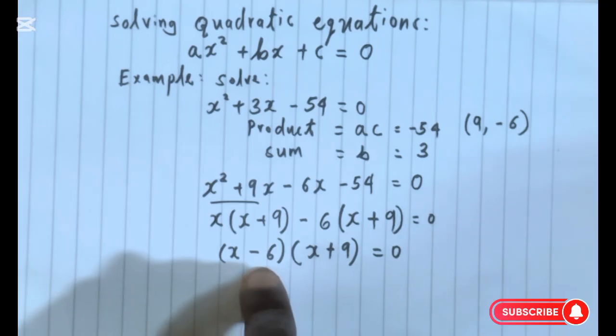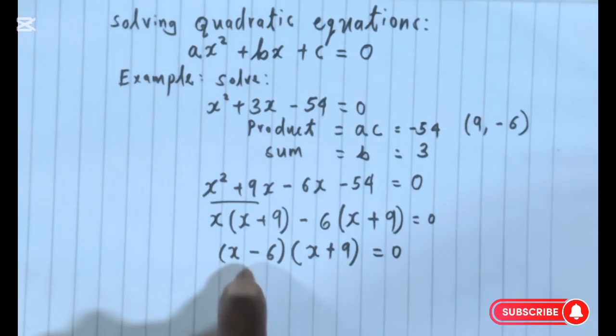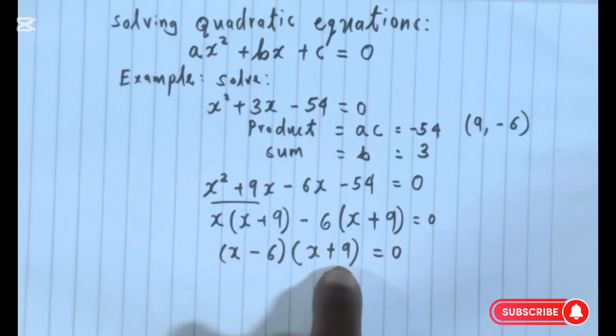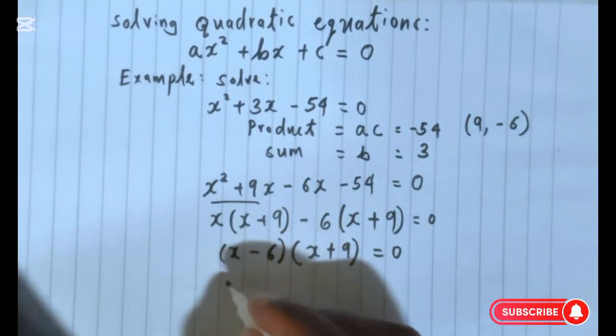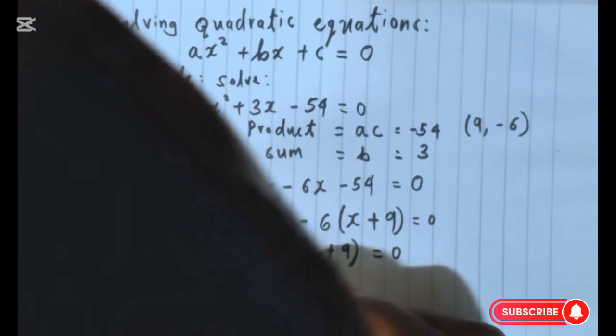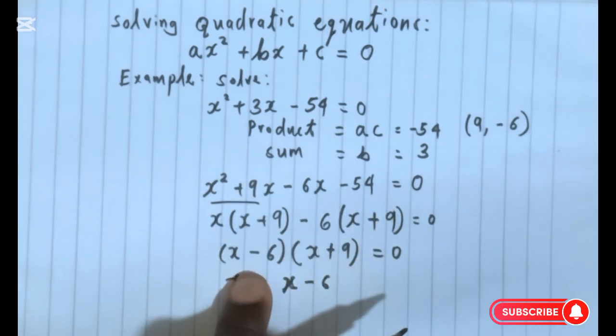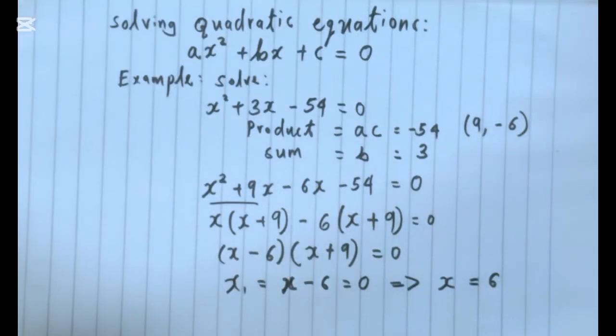So since we do not know which one will be equal to 0, we will find the possible values of x that would make this 0 and make this here 0. So basically our x1 value will come from x minus 6. Okay, we're just going to pick the first term, x minus 6, and we will equate it to 0. And then we will make x the subject of the formula. And so that's going to give us x being equal to 6. All right, so that's going to be the first value of x.